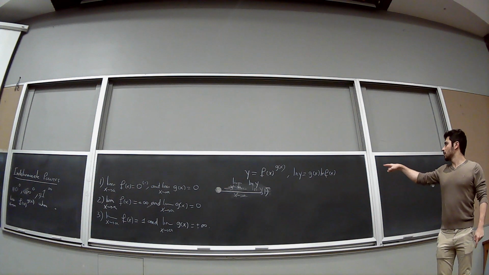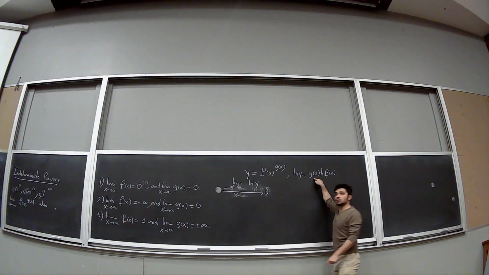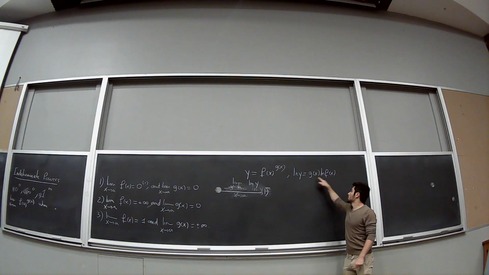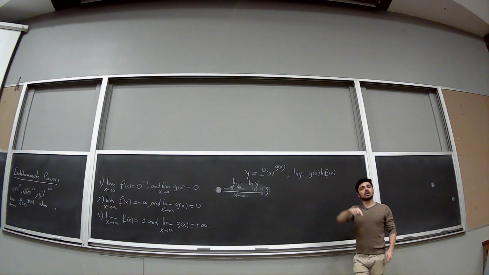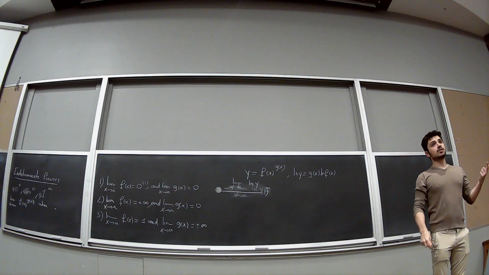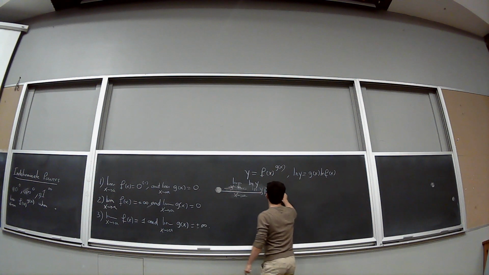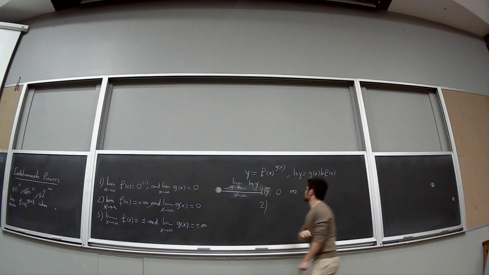So, I have g of x goes to 0 in case number 1. Ln of f of x goes to ln of 0 plus, which is minus infinity. You agree? Everybody. So I have an indeterminate form. The ln of y is 0 times infinity. Let's look at the second one.